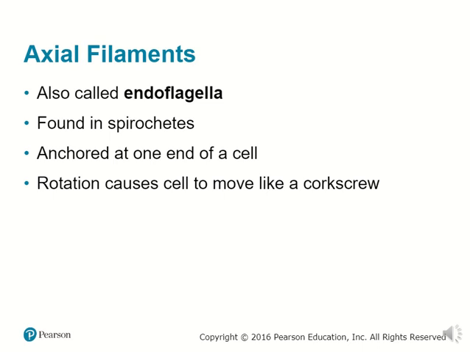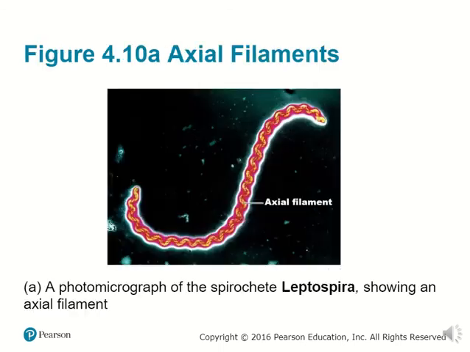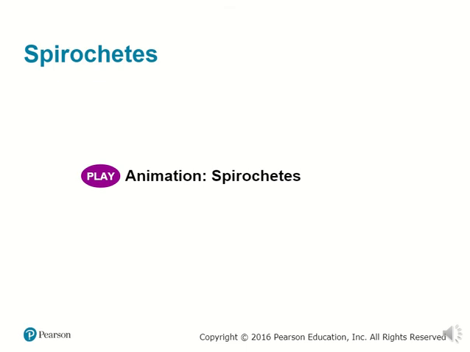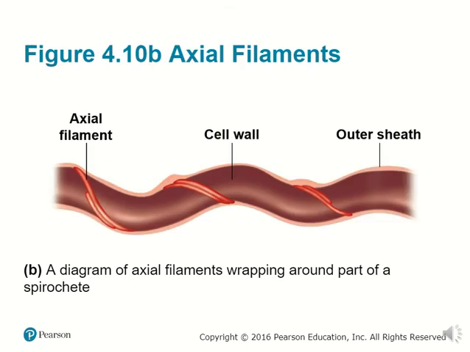Now, there is an additional structure called the axial filaments, and some textbooks will call them the endoflagella. They're found in spirochetes, anchored at one end of a cell, and the rotation causes the cell to move in a corkscrew fashion. This diagram shows that they wrap around parts of a spirochete.